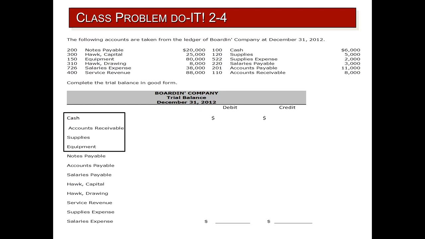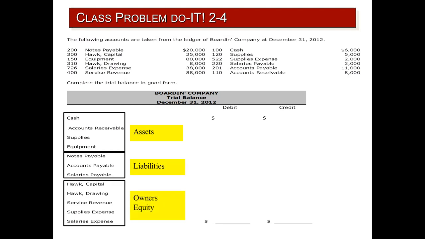From all your training, you know that cash, accounts receivable, supplies, and equipment are assets. So assets normally have debit balances, and notes payable, accounts payable, and salaries payable are liabilities, and the normal balances are credit balances. Your stockholders' equity accounts or owners' equity accounts can be a combination of debit or credit normal balances. So all you need to do is input all the numbers from the top: assets, liabilities, owner's equity, drawing is debit, revenues are credit, expenses are debits. Add it up, and if everything balances, then you know from looking at the ledger balances that the debits equal the credits.